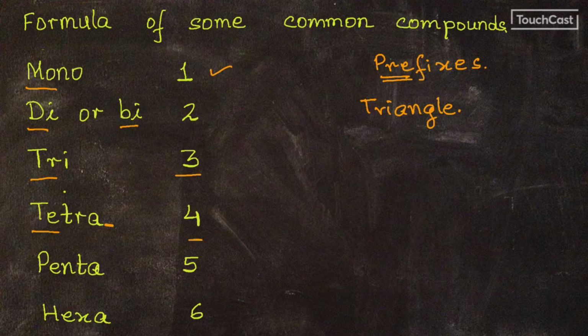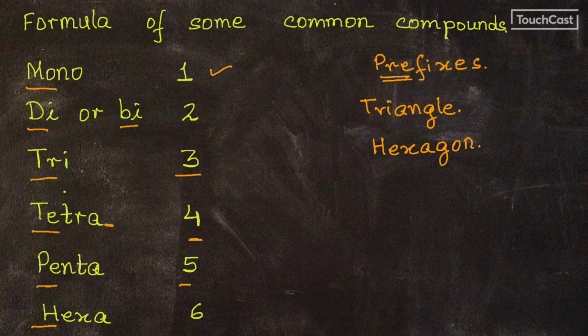Tetra is for 4. Penta is for 5. Hexa is for 6. Remember again connecting to what you do in mathematics. Hexagon, pentagon and so on. So just learn these first. So mono stands for 1. Di or bi stands for 2. Tri for 3. Tetra for 4. Penta for 5. Hexa for 6.